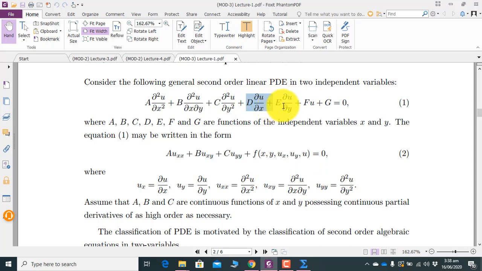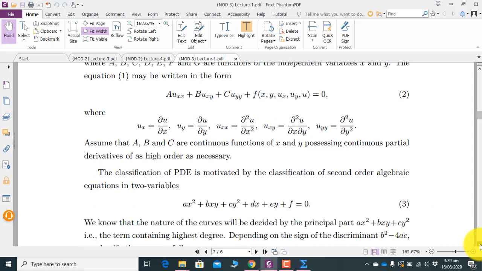What is this actually? D partial over partial x plus e partial over partial y plus f u plus g equal to 0. Actually this is the linear first order partial differential equation part. So we have actually separated linear and zeroth order terms and second order terms. This part is very important for us in order to develop some theory regarding this linear second order partial differential equation.